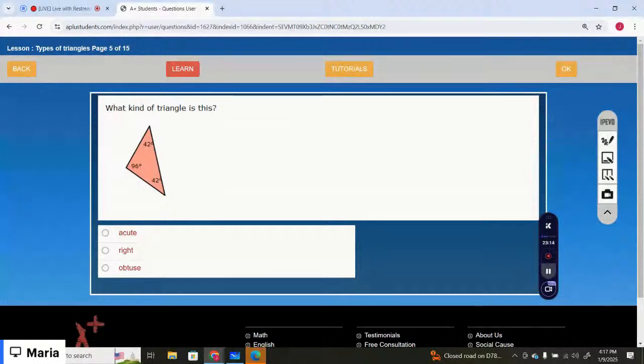What kind of triangle is this? Acute, right, obtuse, which is the correct option? That is the obtuse triangle because one of the angle is greater than 90 degree. So that is 96. It is not 90. That is the obtuse triangle.